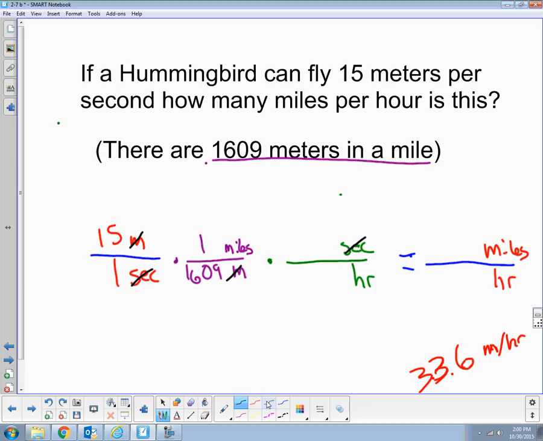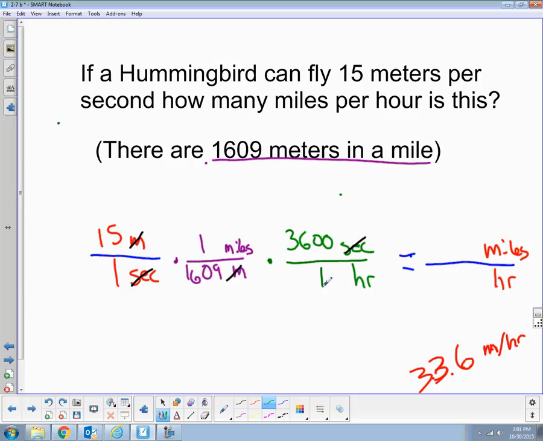I just need to know how many seconds there are in an hour. And we did that in class. There are 3,600 seconds in 1 hour. There's 60 seconds in a minute, 60 minutes in an hour, 60 times 60, 3,600 seconds in an hour. Once you have those two conversion factors filled in, we multiply.